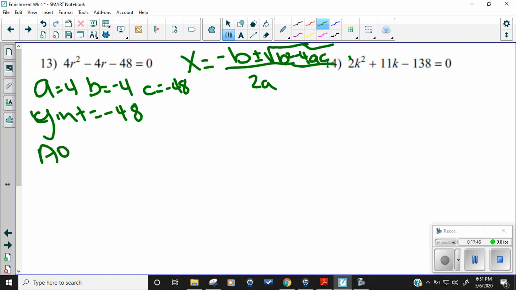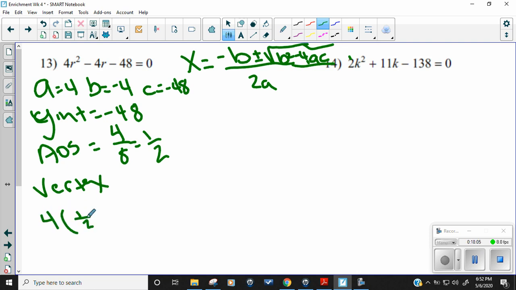AOS. Negative b, so 4. Remember you change the sign, over 2a, which is 8. So 1/2 is your AOS, which is very close to 0. Vertex. So you put in 1/2. 4 times 1/2 squared minus 4 times 1/2 minus 48. And guess what? I could do this one without a calculator. So 1/2 squared is 1/4. 4 times 1/4 is 1. Half of 4 is 2, so 1 minus 2 is negative 1, minus 48 is negative 49.